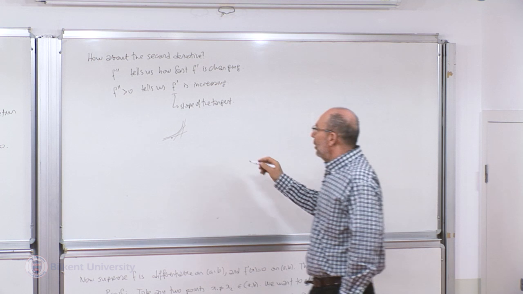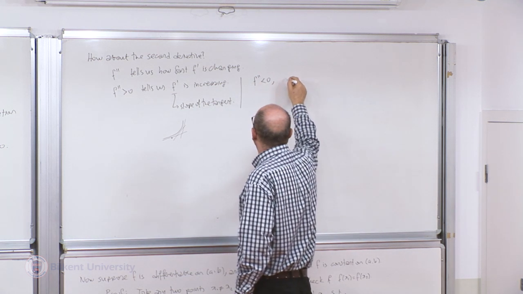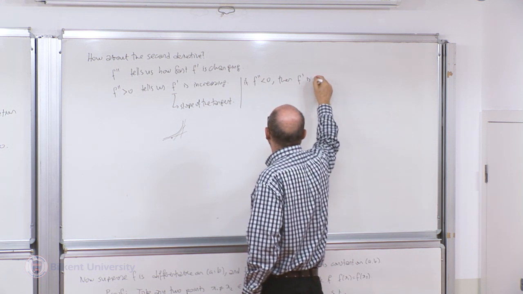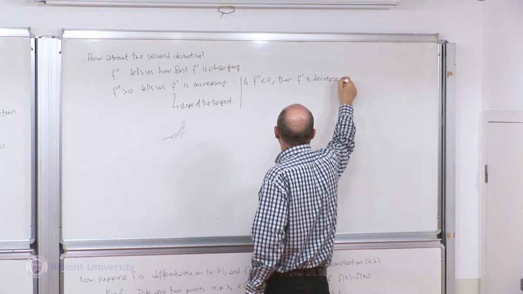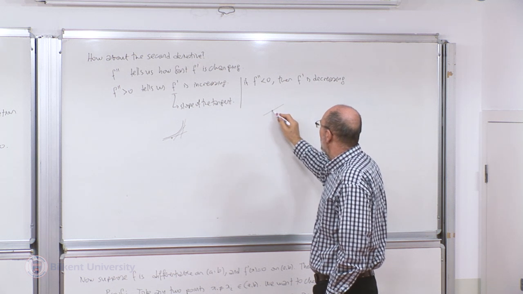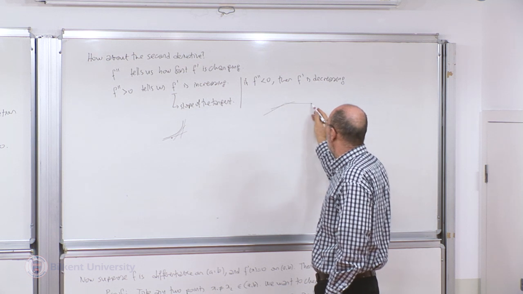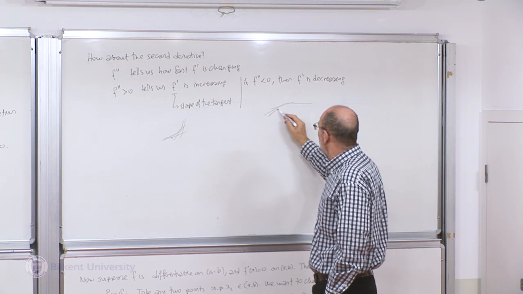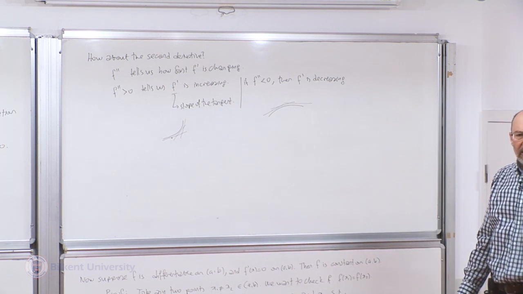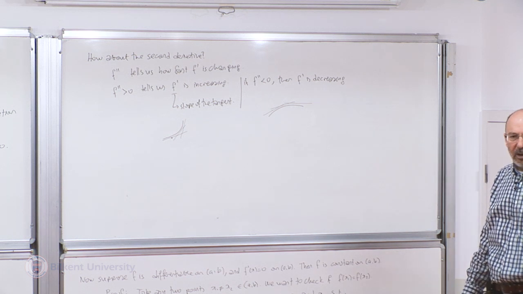And similarly, if f prime is negative, then f prime is decreasing. So again, the same interpretation. At this point, the slope was like this, but then the slope decreases. The slope becomes like this. Then the slope becomes like this. So you expect the shape to be like this. So this is what you expect by just using your imagination.